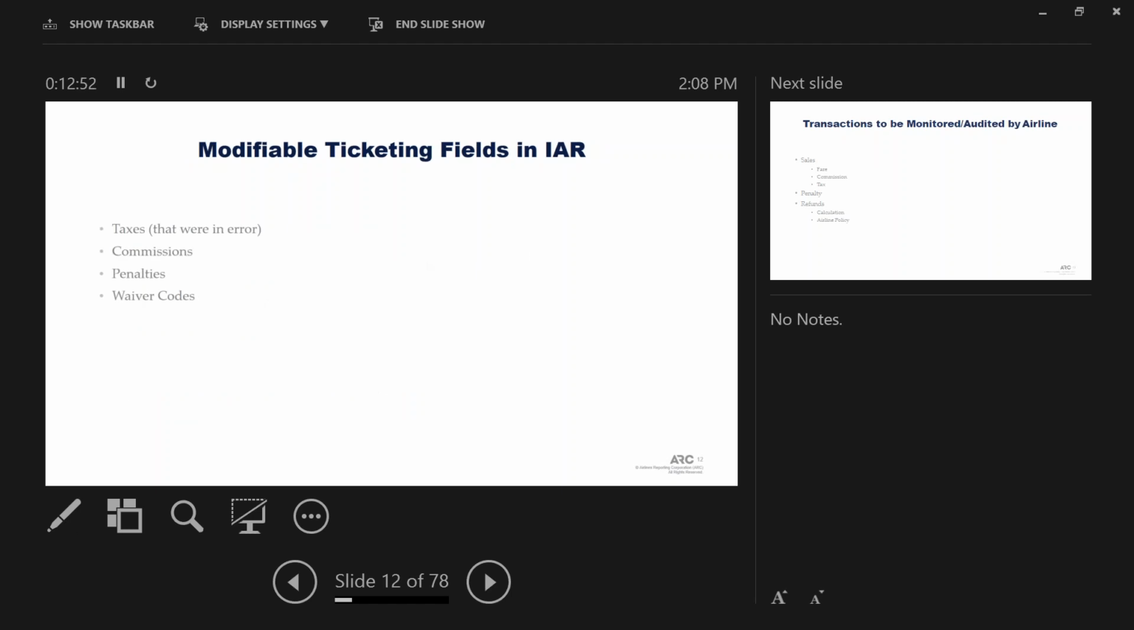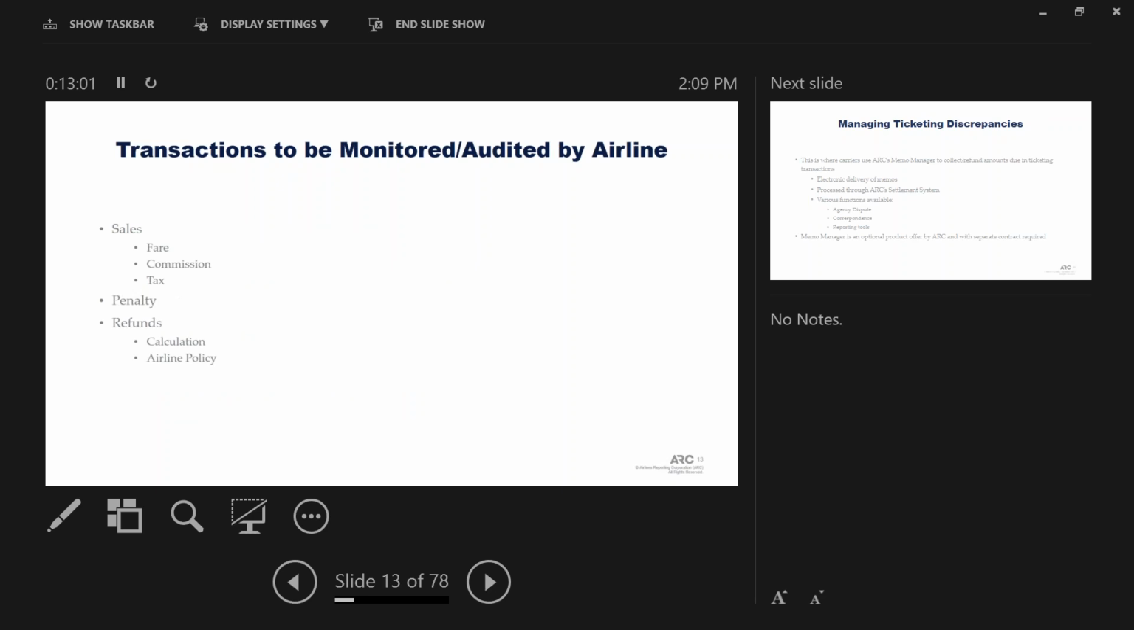The modifiable ticketing fields in IAR are taxes that come in error, commissions, penalties, and waiver codes. And because those fields are modifiable in IAR, we always stress that these transactions should be monitored or audited by the airlines. Monitor your sales to make sure that the fares, commission, and taxes are correct. Audit the penalty to make sure the penalties are applied within the airline's ticketing policies. And for refunds, you want to make sure that the calculations are correct and also that your policies are in place.